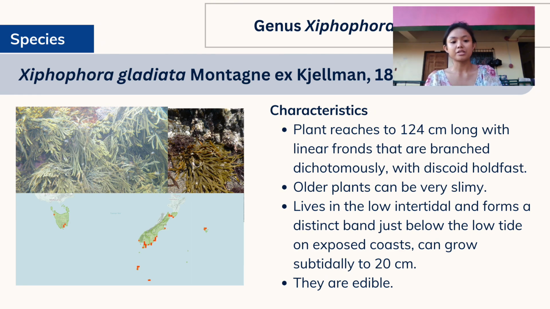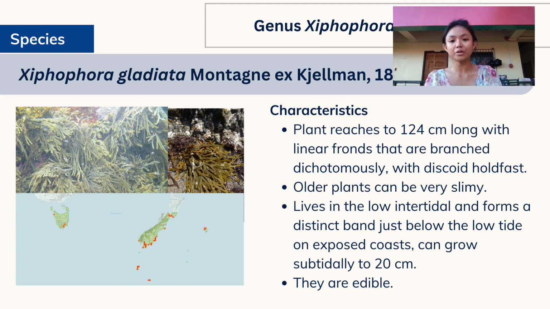The first species that we're going to talk about is Cystophora gladiata. This plant reaches 124 centimeters long with linear fronds that are branched dichotomously, with a discoid holdfast. Older plants can be very slimy, live in the intertidal, and form a distinct band just below the low tide on exposed coasts. They can grow subtidally to 20 centimeters. People from New Zealand and Australia consume Cystophora gladiata as their food.